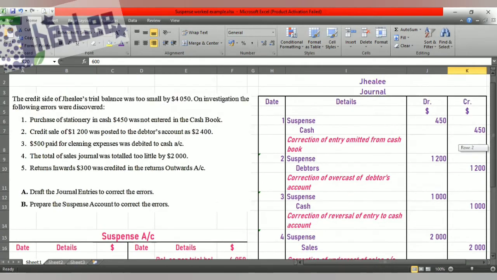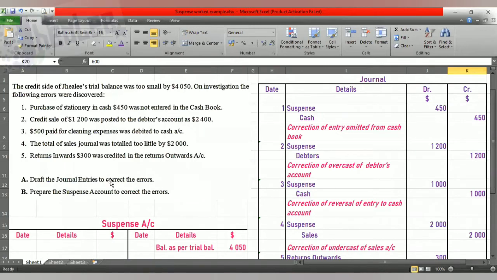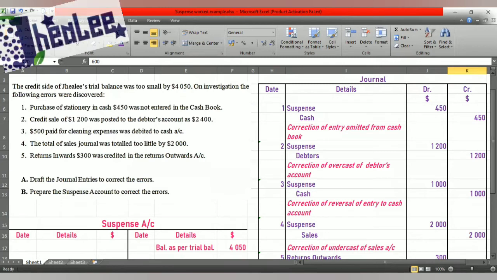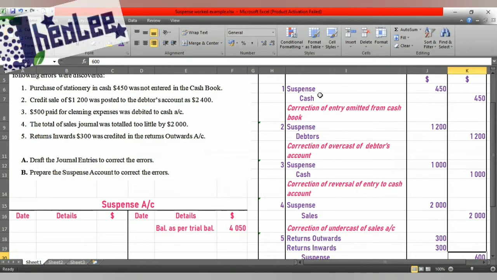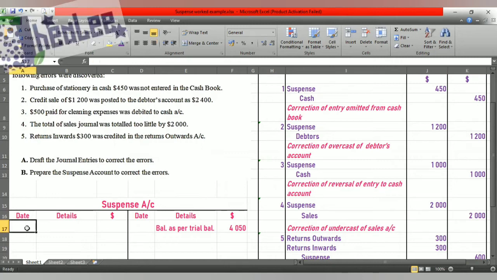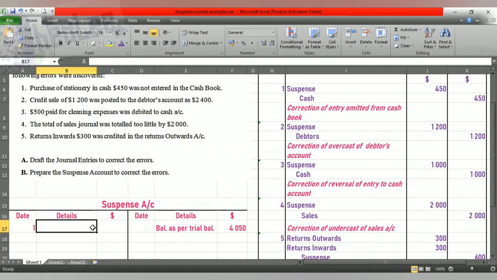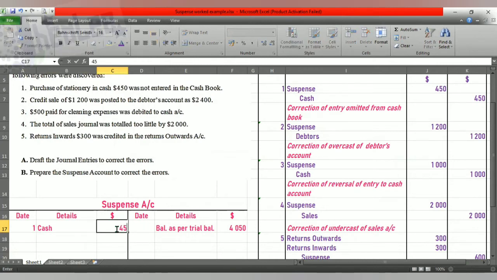What you need to do now is to make reference to the journal entries that you have made in part A in order to complete your suspense account. When we're finished, there should not be any balance in the account. So we're going to start with number 1. And based on number 1 correction, we say that the suspense account should be debited. So therefore, number 1, the details, the corresponding entry is cash, and the amount is $450.